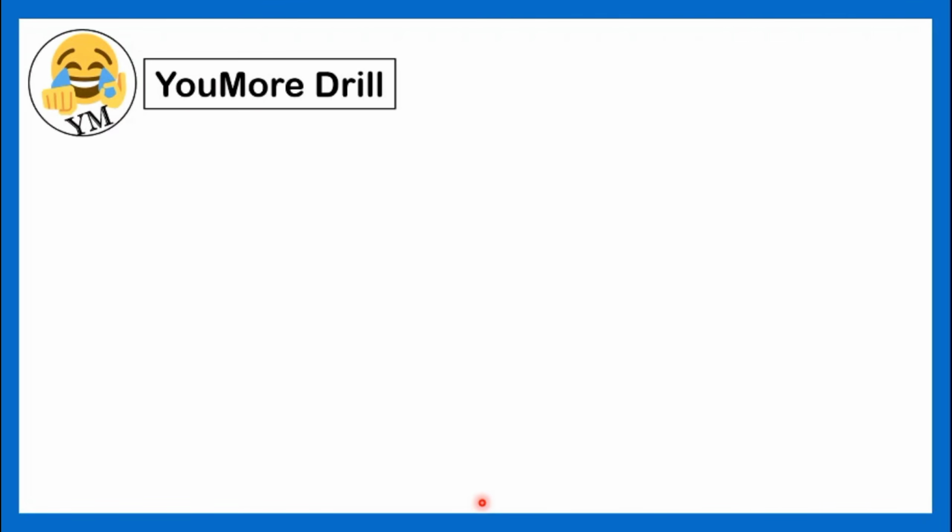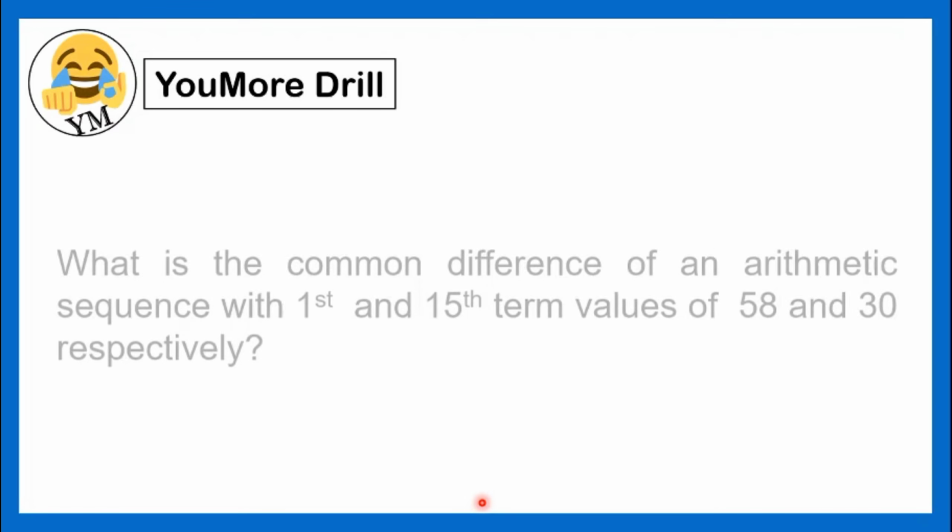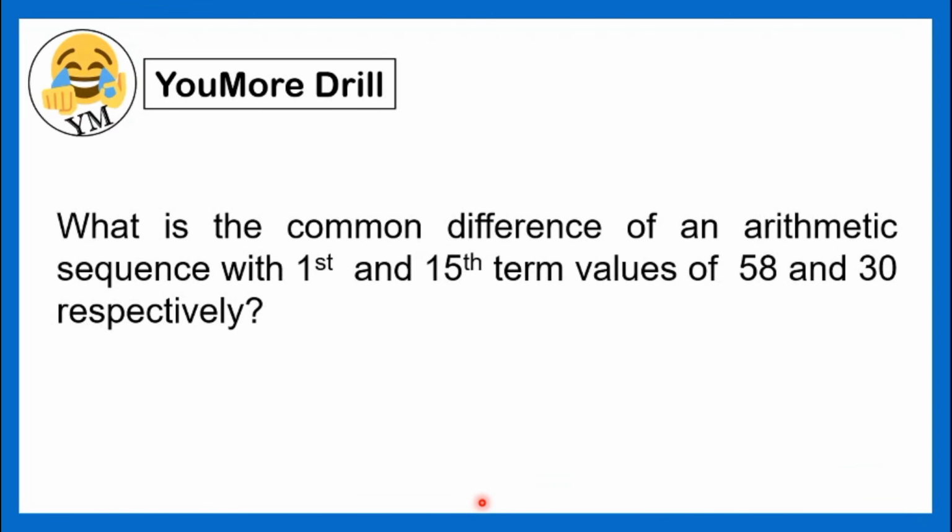So, I'll give you one question. What is the common difference of an arithmetic sequence with first and 15th term values of 58 and 30 respectively? Alright, so I'll give you time to answer this. And kung kailangan mo pa ng time, please feel free to pause the video. And after that, I'll give you the answer. Ayan. So your timer starts now.